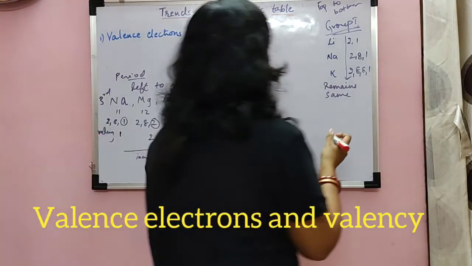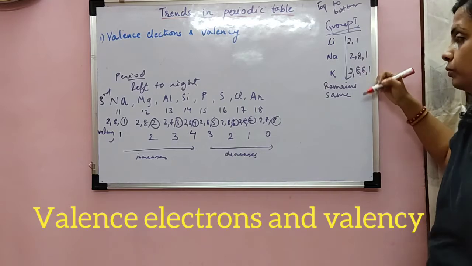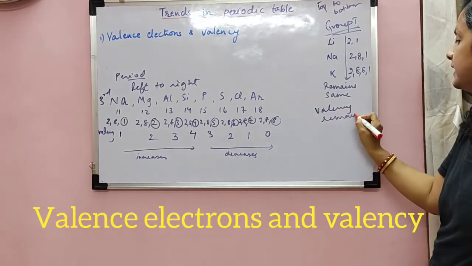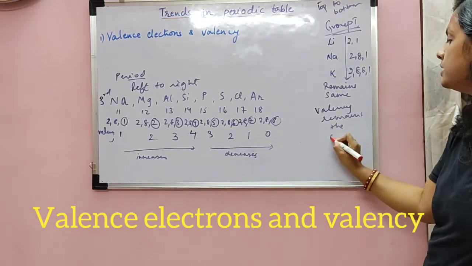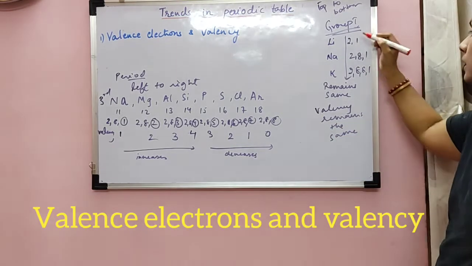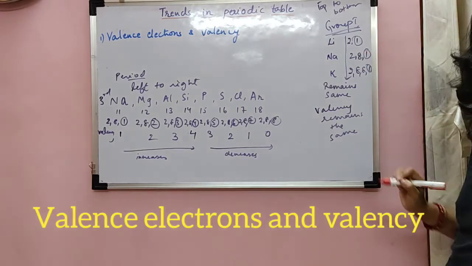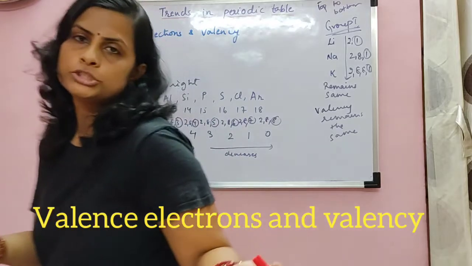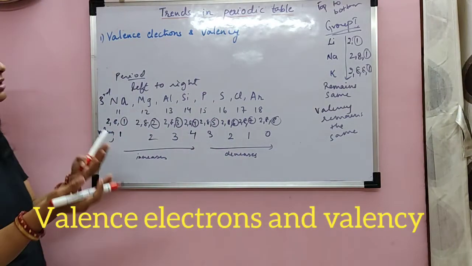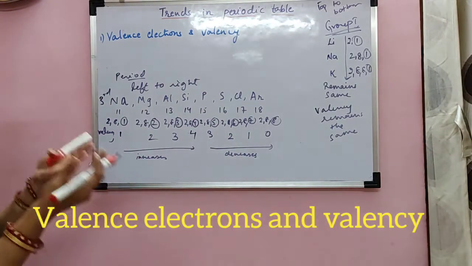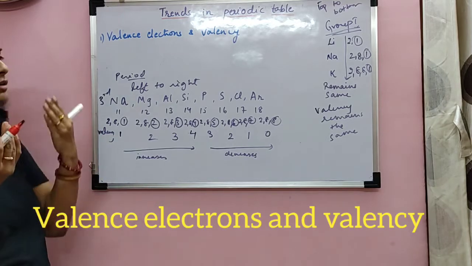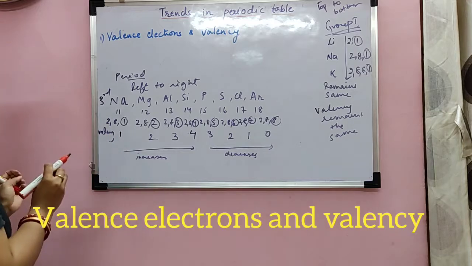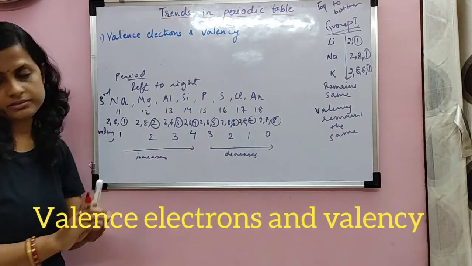Then coming to the group. Now what happens in a group? The valence electrons and valency remain the same. In a group, you can see the valency is 1, 1, 1. In all the three cases, valency remains the same because they are all first group elements. So the valency and valence electrons remain the same in a group when you move from top to bottom, and when we move from left to right in a period, the valency first increases and then decreases.